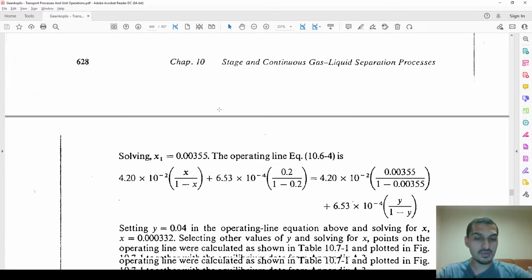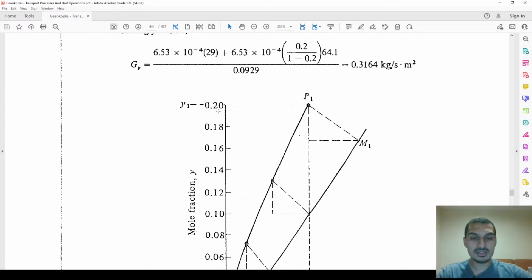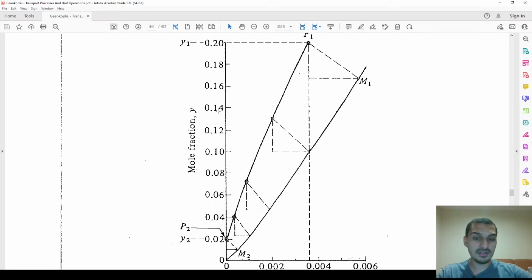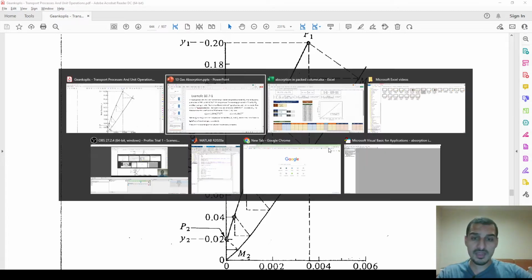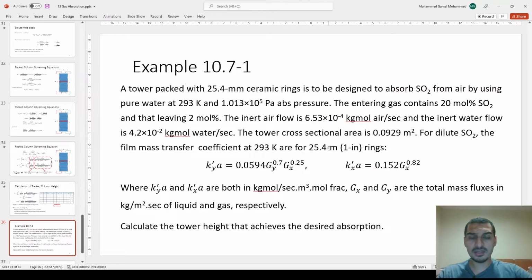The way this was given is as graphical data, so he just gave this as a graph, as if it is a known piece of information. So what I did, I used the WebPlotDigitizer, like I showed you in a previous video, to extract the data from the graph, and I now have the equilibrium data, and we need to use the information that we have in Microsoft Excel.